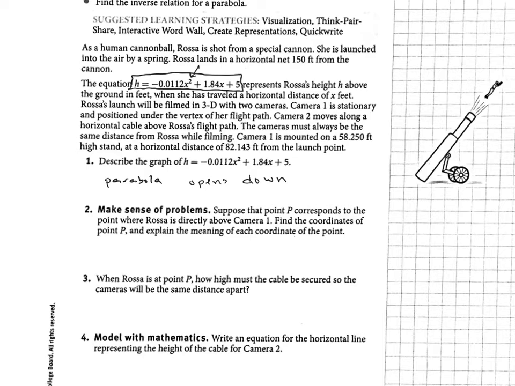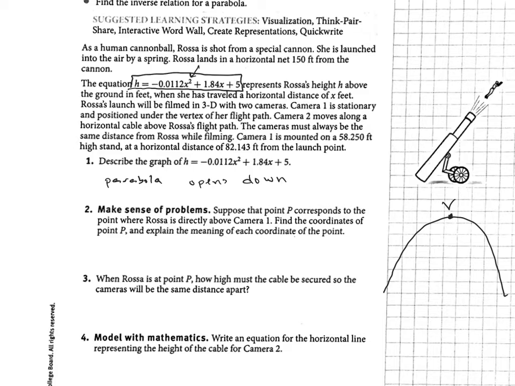So Rosa is going to have her launch filmed, and there's going to be two cameras. We already know, and I'm going to come over here to the right, Rosa's path is a parabola that opens down. So we already know that it looks like this. You know some things about this parabola, right? Her highest point is called the vertex, also the maximum.